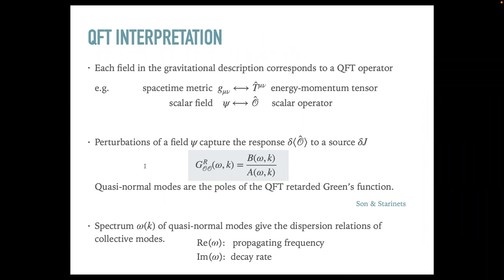So quasi-normal modes are the ingoing solutions for which A is zero. And that means the frequencies and wave numbers at which we have a quasi-normal mode tell us the frequencies and wave numbers at which the retarded Green's function of our quantum field theory has a pole. So this is what I mean by a collective excitation. This is the dispersion relation of the poles of the Green's functions of operators in the quantum field theory.